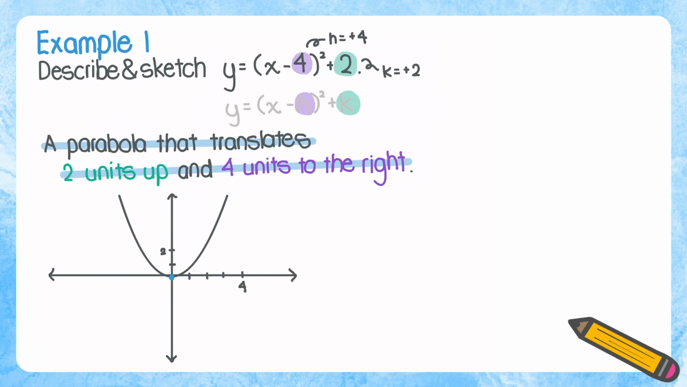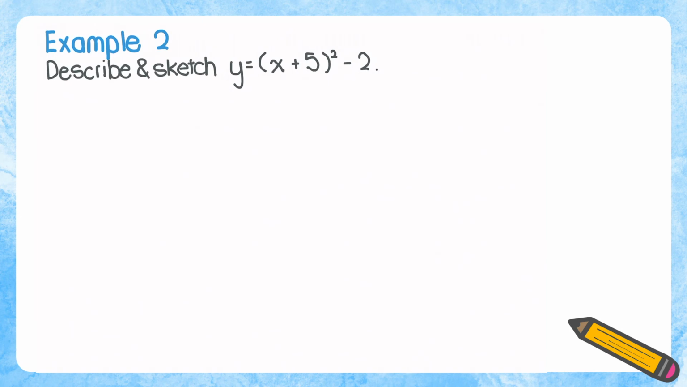So we're moving the vertex of the parabola 2 units up and then 4 units to the right. So the vertex of this parabola is moving right here, and so this is our sketch. In our next example, we'll be describing and sketching y equals (x plus 5) squared minus 2.